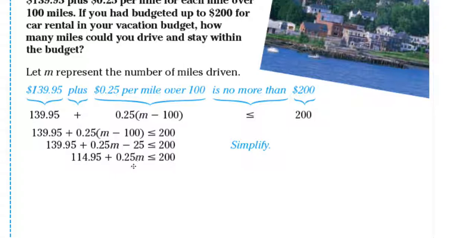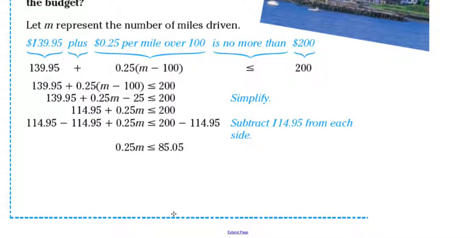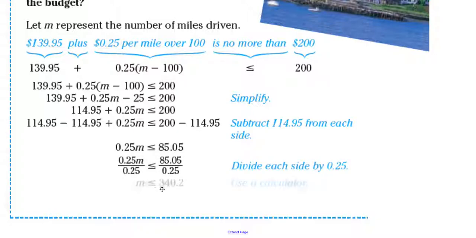We want to isolate m, so we work backward. We want to get rid of positive 114.95 by subtracting 114.95 from both sides. We end up with 0.25m less than or equal to 85.05. Then we divide both sides by 0.25. We end up with m less than or equal to 340.2. Obviously, we use a calculator for this.